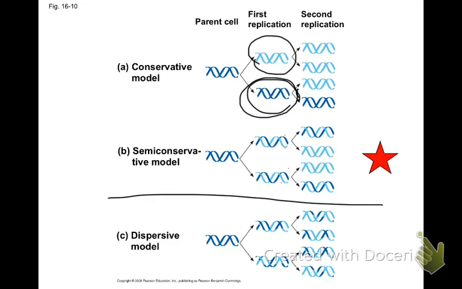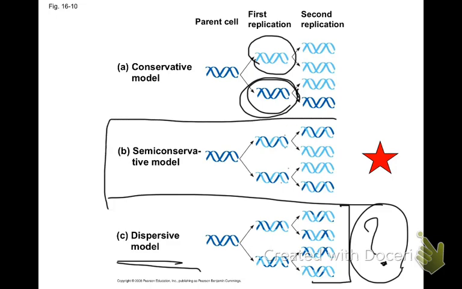And then the dispersive model is where it breaks up, and any piece can serve as any part of the template, with no hard and fast rule about which part is going to be the parent and which part is going to be new. It just breaks up and then is all made up and joined together. But this has room for so much error, and it puts a great question mark on the cell's efforts to preserve its species nature by having identical DNA passed on without any mistakes to future generations. That seems very doubtful with this method. So the conservative method seemed to be the best hypothesis.